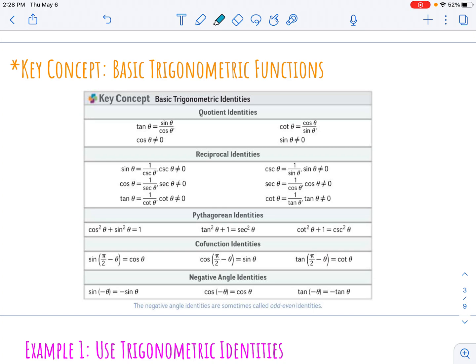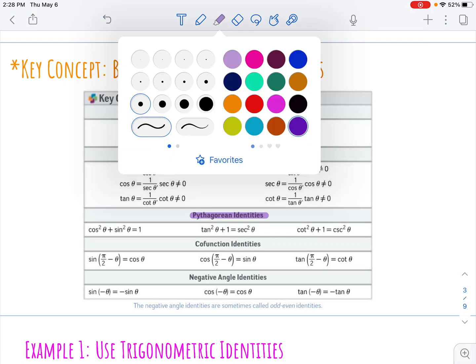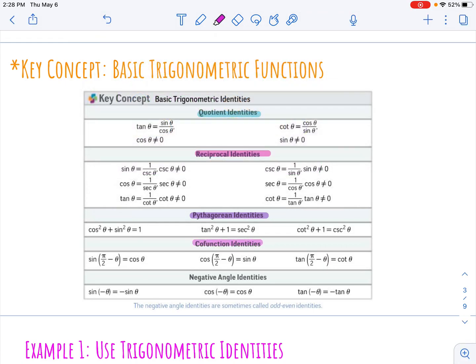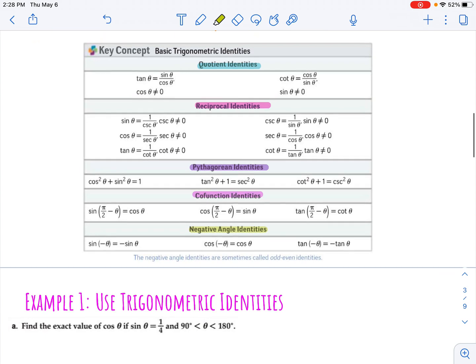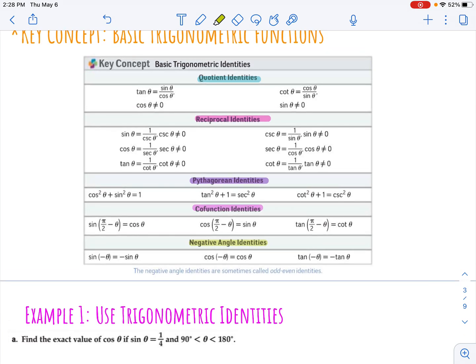So our first key concept slide here is your basic trig functions, or identities, I should say. And this is going to be your life-saving slide. I don't know if you want to take a picture of it and put it somewhere, but these are all of your identities. So you have your quotient identities, meaning you're dividing. You have your reciprocal identities, meaning sine, cosine, tangent, cosecant, secant, cotangent. You have your Pythagorean identities based off Pythagorean theorem. You have your cofunction identities, and you have your negative angle identities.